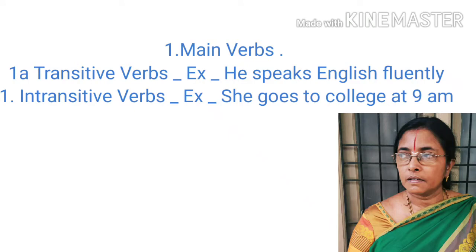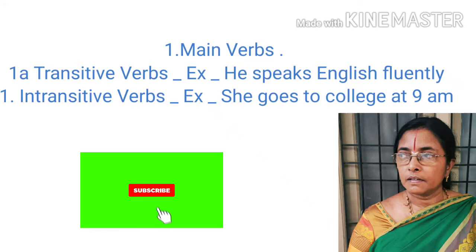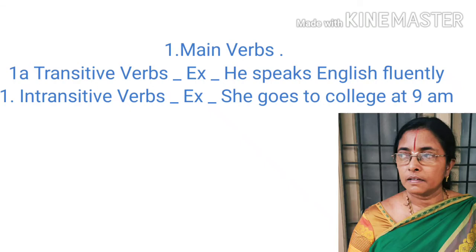Now let us observe the classification of main verbs. Main verbs are mainly classified into transitive verbs and intransitive verbs. What is the difference between transitive verbs and intransitive verbs? Let us see the examples. He speaks English fluently. Here we must know about subject and object also. The word which comes before the verb is called subject and the word which comes after the verb is called object. So now let us take the sentence, he speaks English fluently.